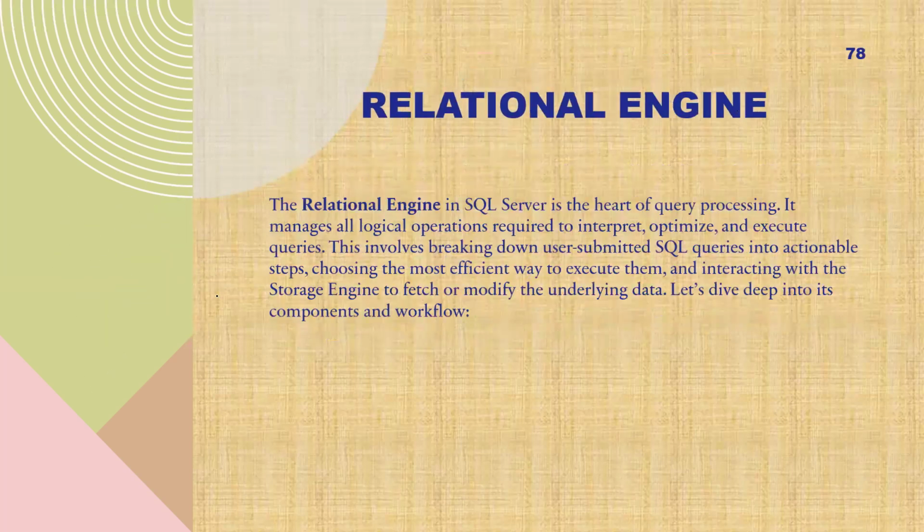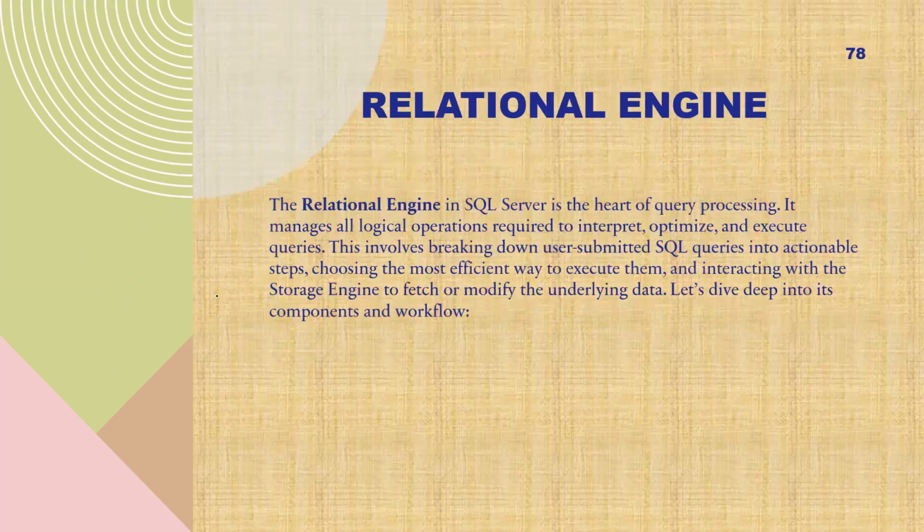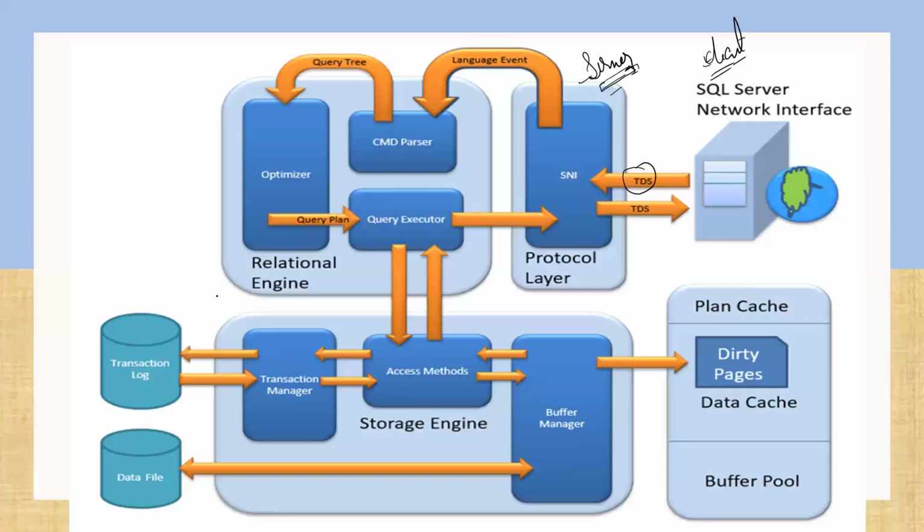Okay, so they already covered how query processing is going to happen. We already covered the role of the protocol layer and query processing in the first part. Now the query is going to be decrypted in the protocol layer, and here we will get the actual query. After that we move to the relational engine.